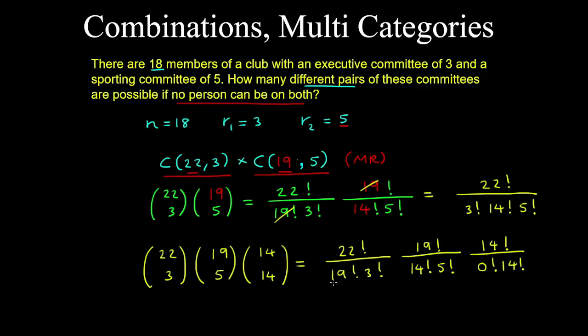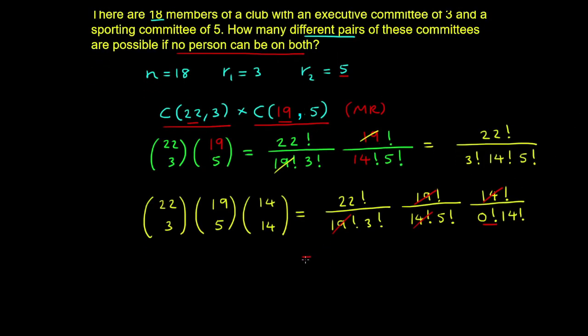So as we can see, the 19 factorials cancel, and the 14 factorials cancel, and 0 factorial is 1. So we end up with n factorial on r1 factorial by r2 factorial by r3 factorial. So in shorthand notation, we write this as n, r1, r2, r3. So we can say that r1 plus r2 plus r3 is equal to n.